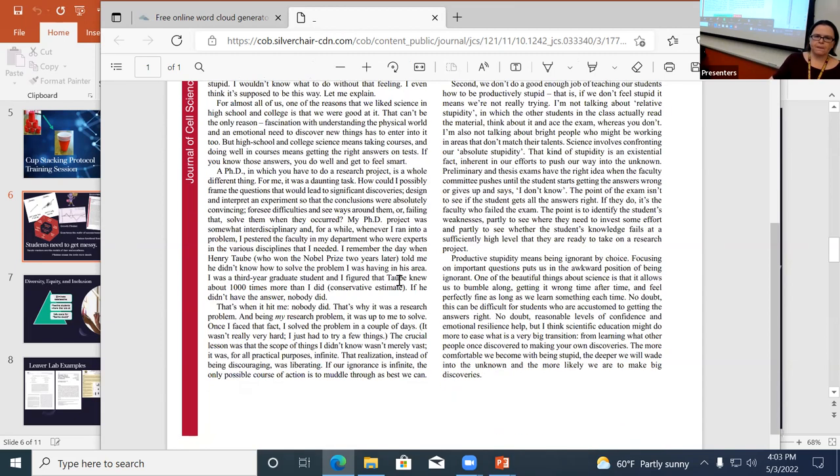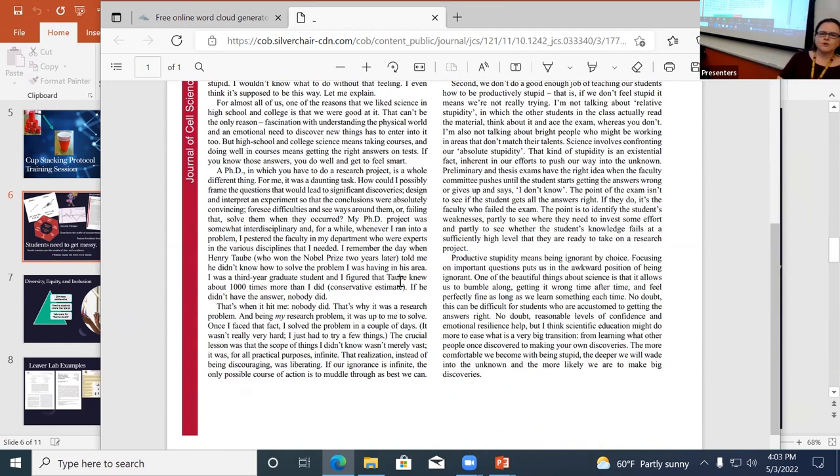Let me explain. For almost all of us, one of the reasons that we liked science in high school and college is that we were good at it. That can't be the only reason. Fascination with understanding the physical world and an emotional need to discover new things has to enter into it too. But high school and college science means taking courses, and doing well in courses means getting the right answers on tests. If you know those answers, you do well and you feel smart.